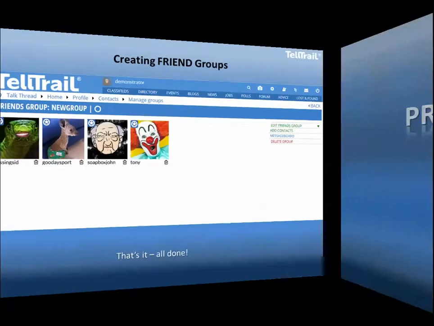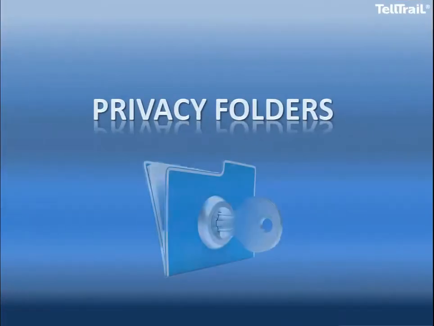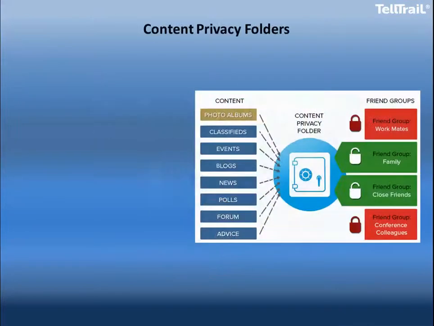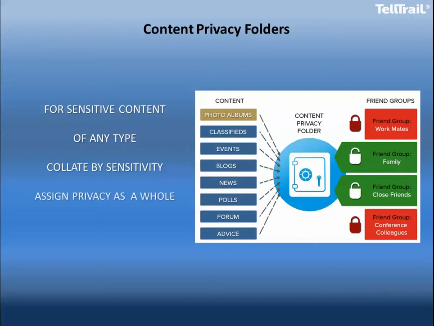There's just one last concept to cover before we look at privacy in action, and that's the Content Privacy folder. Don't worry, you only need to use these for sensitive content restricted to specific friends, but you should know that the facility is available and what it means. A content privacy folder is just a convenient way of grouping together various items and/or types of content that have a common privacy requirement, and then assigning that privacy for the entire collection.